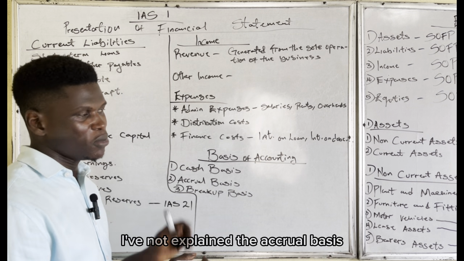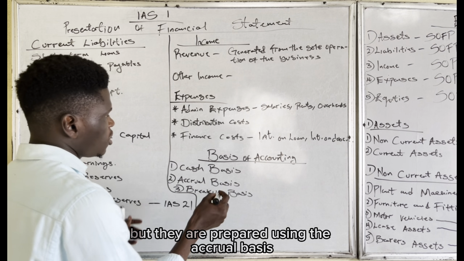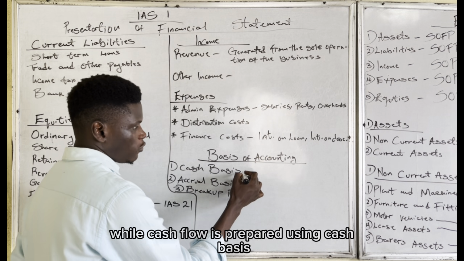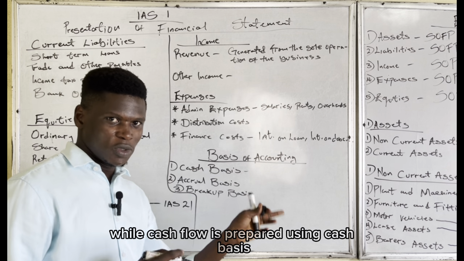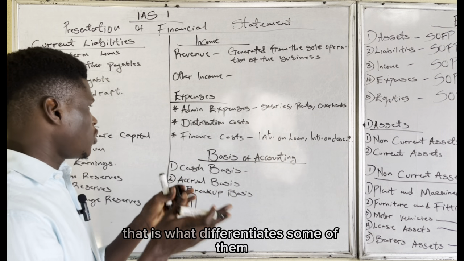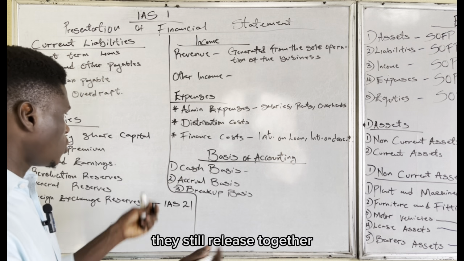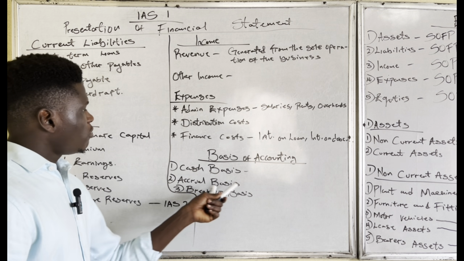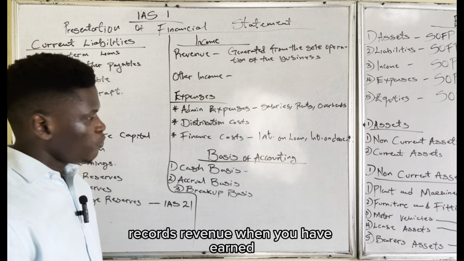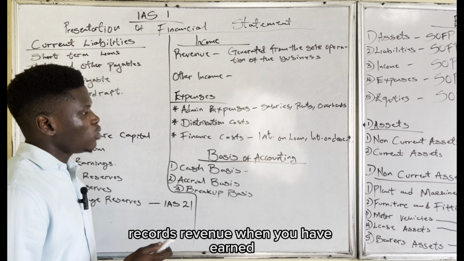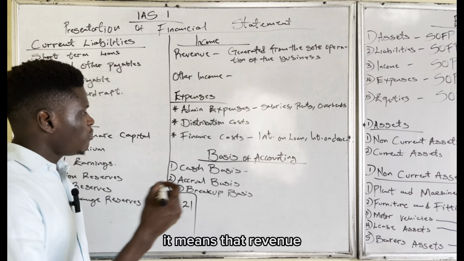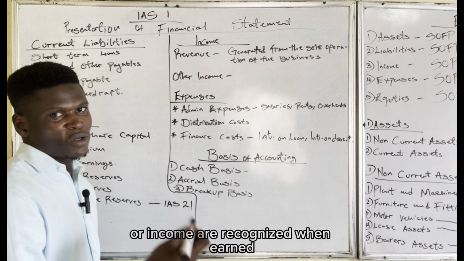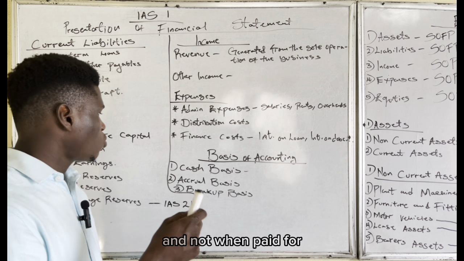I've not explained accrual basis, but they are prepared using the accrual basis, while cash flow is prepared using cash basis. That is what differentiates some of them. They still relate together. So accrual basis, on the other hand, records revenue when you have earned it, meaning that revenue or income are recognized when earned and not when paid for.